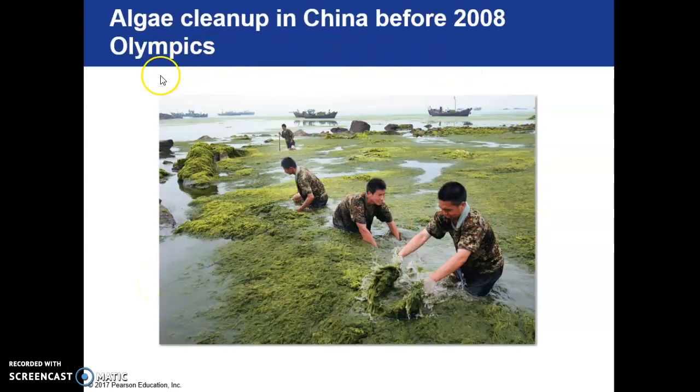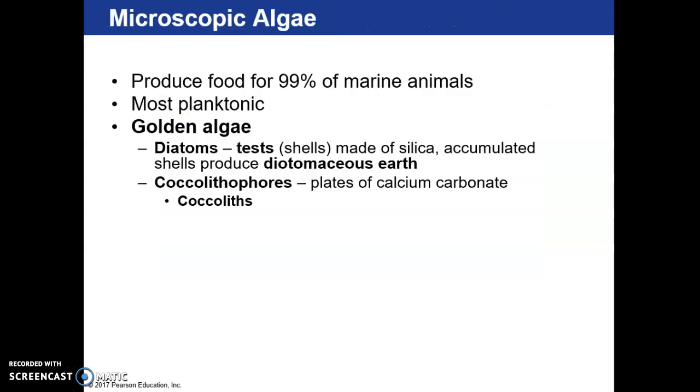And so we have areas where algae is prolific, for better or for worse. There were actually people that were hired before the 2008 Olympics in Beijing to help clean up the harbors and coves and different areas that were going to be very visible having the Olympics there. And so they were cleaning up all the algae in that area.